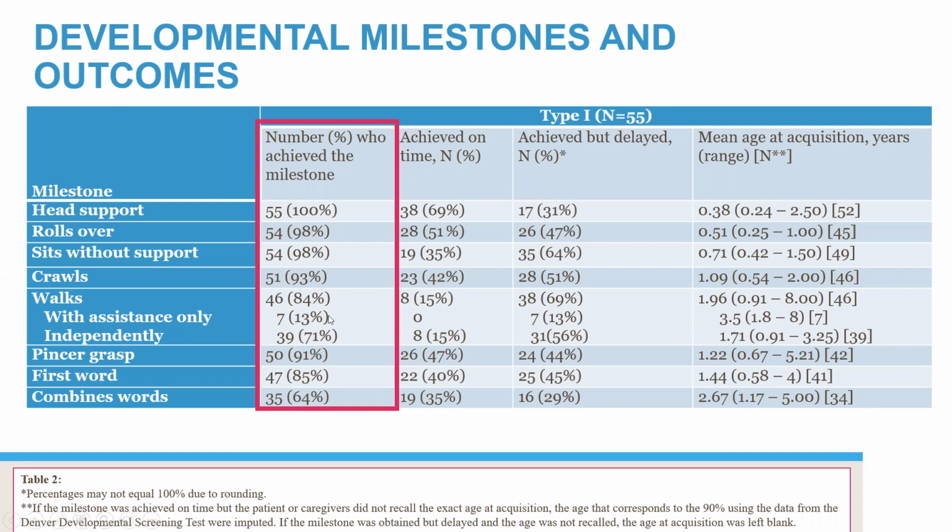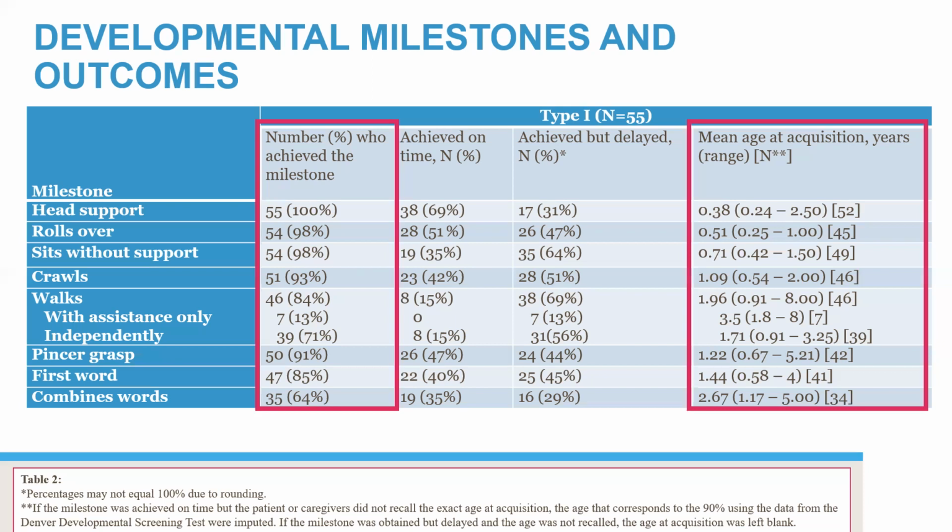And you will see that many of the patients actually do learn to walk, 84%, 71% independently, and 13% with assistance. Many of them achieve a pincer grasp, they achieve a first word, and they're even able to combine words. However, as you'll notice in these next two columns, not that many were able to achieve these on time, so their developmental trajectory is shifted, and for many of them, they were able to achieve it delayed.